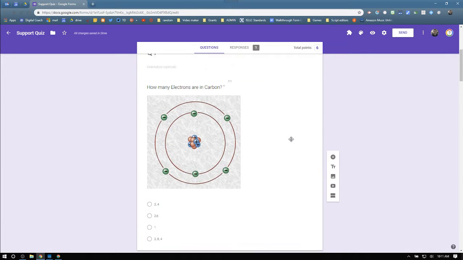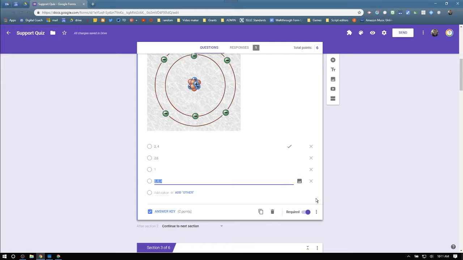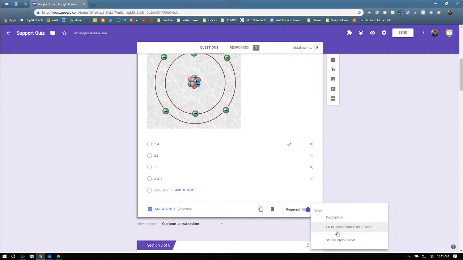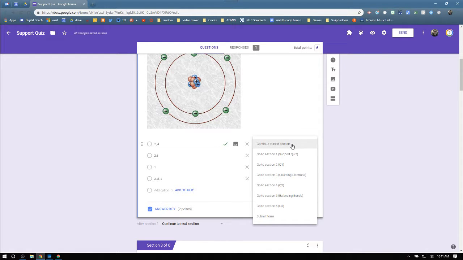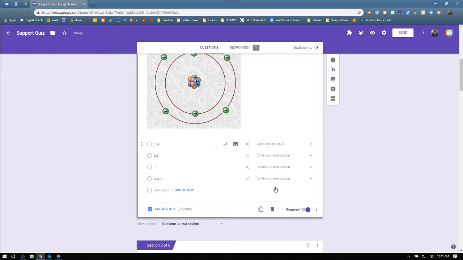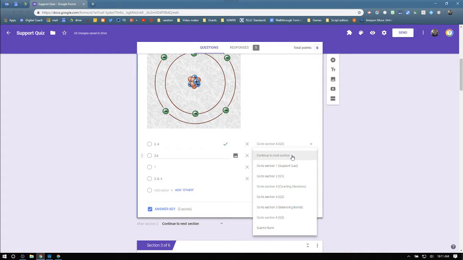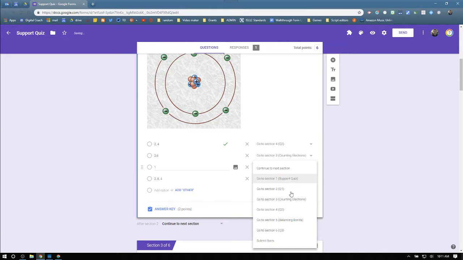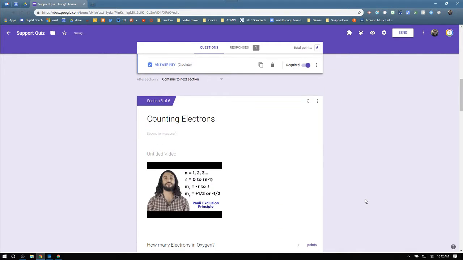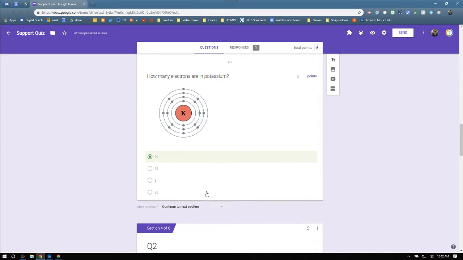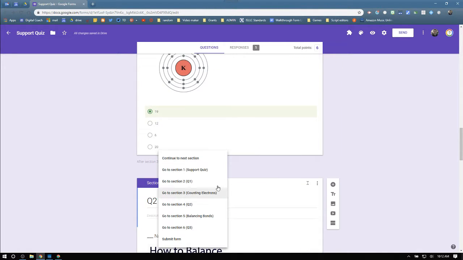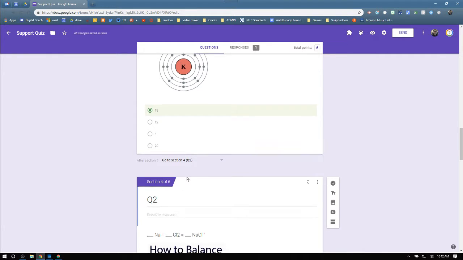Once they answer this question, I want them to go to a section based on the answer. If they get it right, I want them to go to question 2. But if they get it wrong, I want them to go to how to count electrons, and we're going to go to counting electrons for every wrong answer. When they finish this, it's okay that it goes to the next section, or you can specify that you want it to go to section 2, which is just the next section anyway.